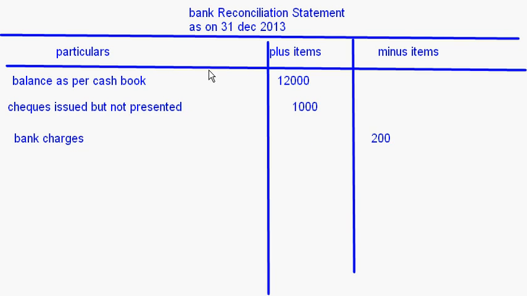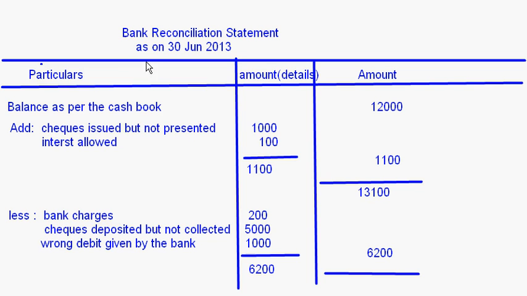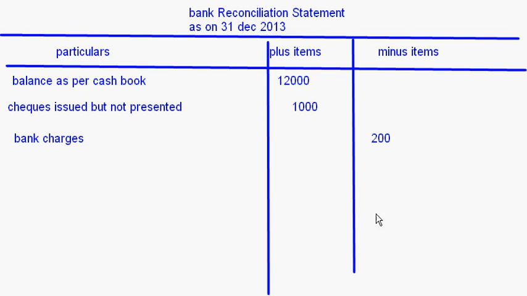So this is another way of preparing the bank reconciliation statement, the plus items minus items format. There's nothing like you have to follow this or that; whatever is convenient can be followed. So this is one way of doing it and this is the other way of doing it.